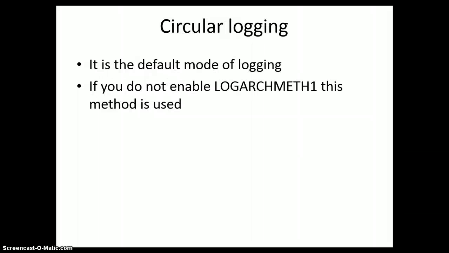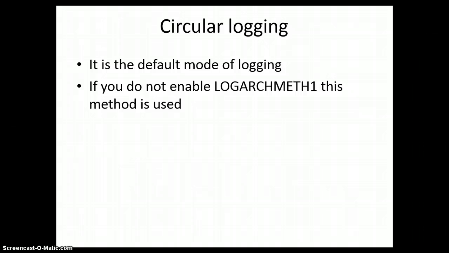So in DB2 there are two types of logging. One is circular logging and the other is archival logging. Circular logging is the default mode of logging, and it is enabled by default. And if you have only circular logging, you can take only offline backups, and you cannot recover to a point in time.